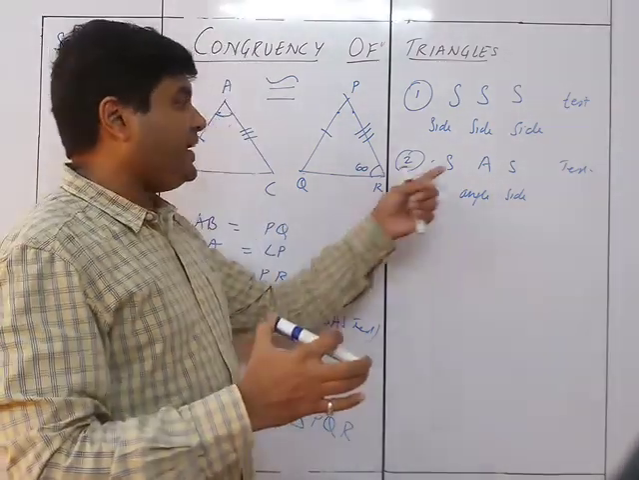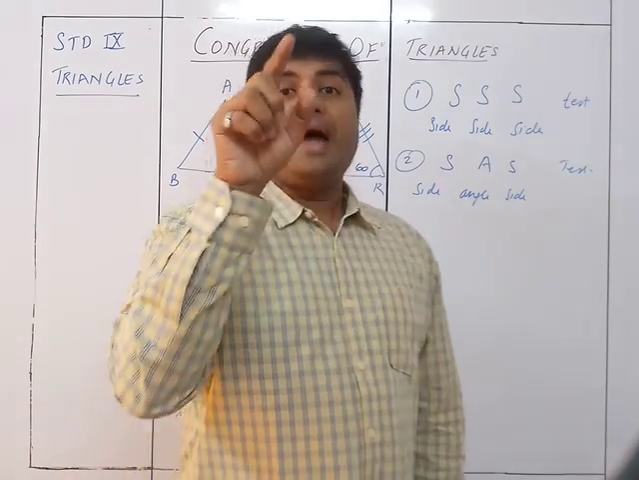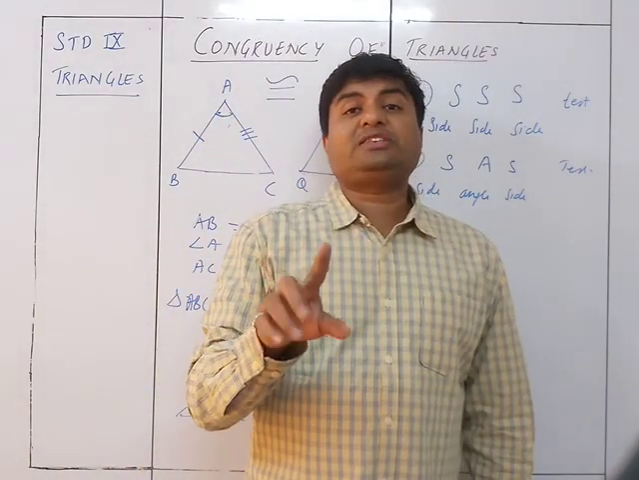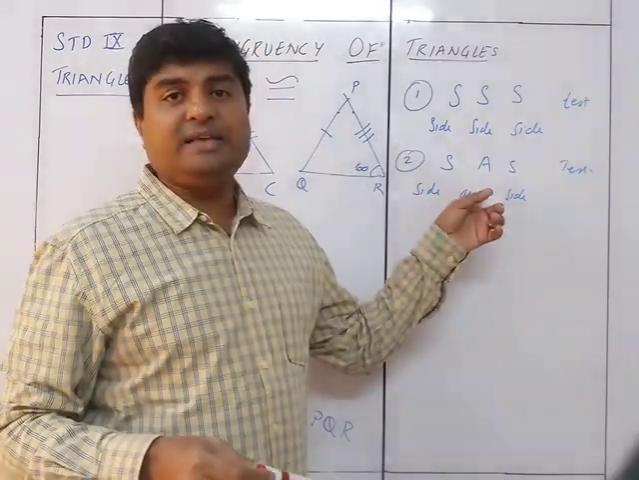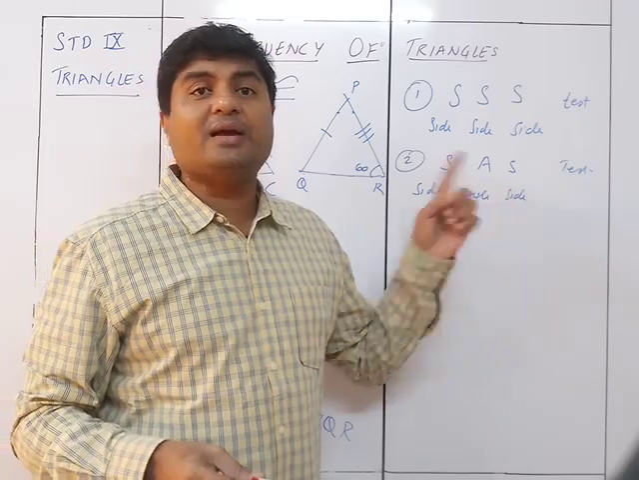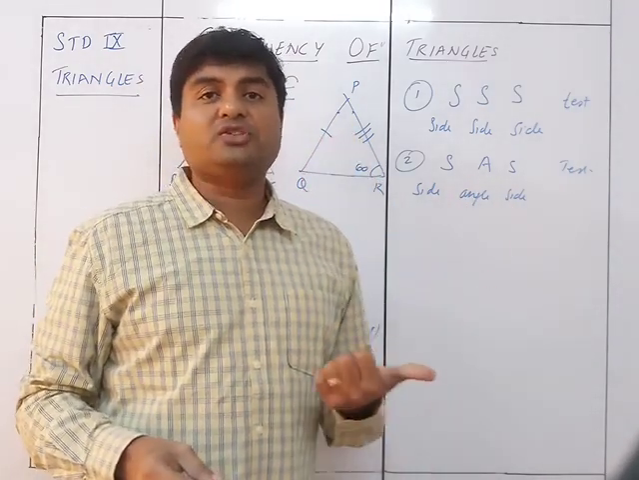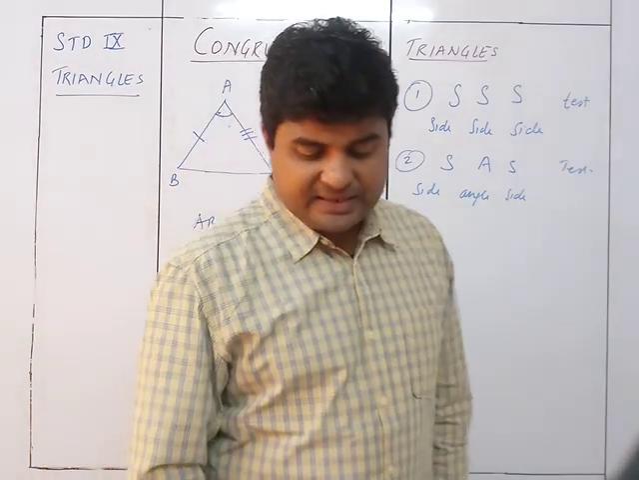So it has to be in this particular fashion only: one side, angle, and then another side. The included angle of the two sides should be the angle which is given to me as equal. If the included angle of the two sides is equal, only then I can say that the triangle is congruent. Got it? That is the SAS test.